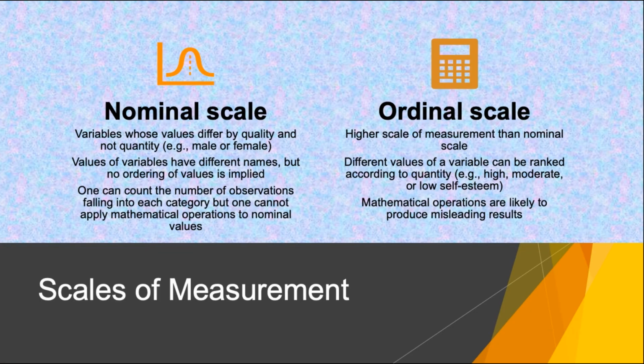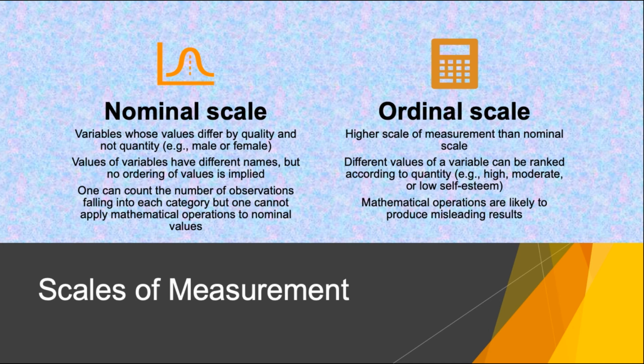So now we talk about types of scales of measurement. We have nominal scales, where the variables have values that differ by quality and not by quantity. Example, gender, male or female. Values of the variable have different names but no ordering or value is implied. One can count the number of observations falling into each category, but one cannot apply mathematical operations on nominal values.